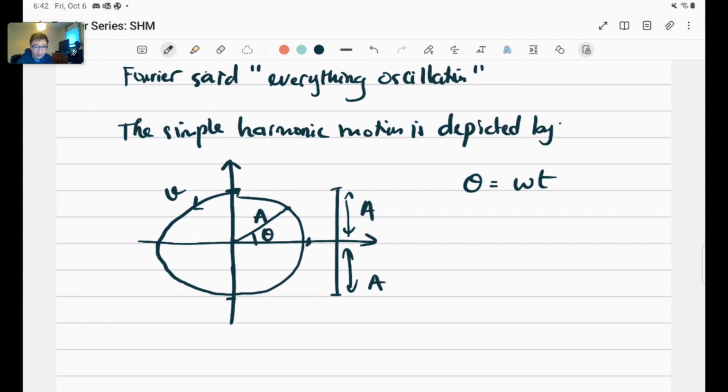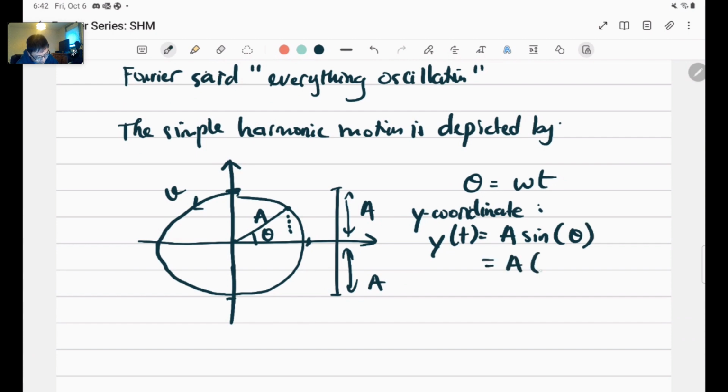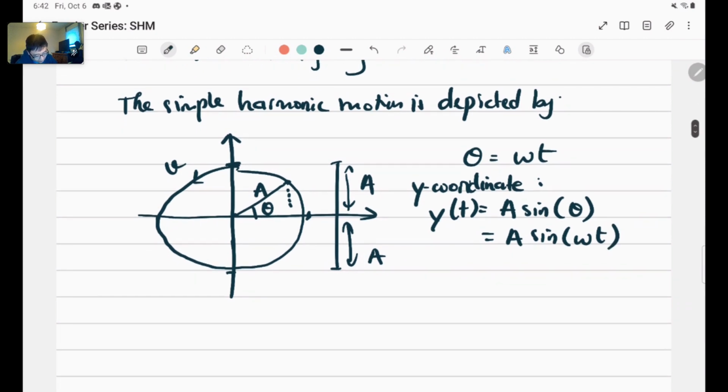And of course, if you have the angle theta, you can calculate the y coordinate and the x coordinate at any point in this graph right here. For example, I want to find the y coordinate. So for y of t, I can use y of t is equal to A times sine of theta, which also means A times sine of omega t, angular velocity times t.